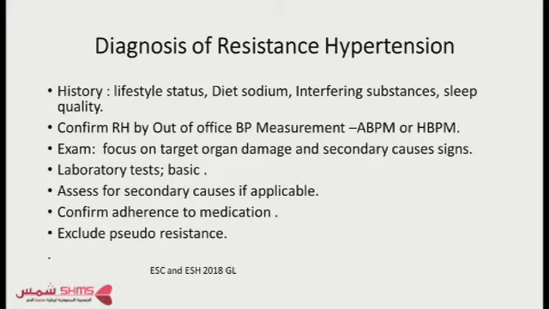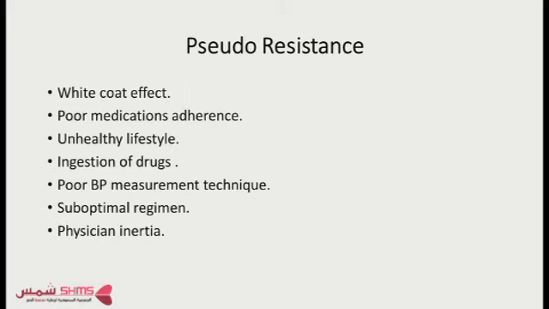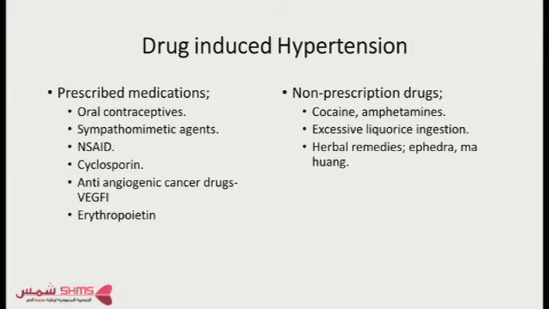If you examine a patient supposed to have resistant hypertension and there is no target organ damage, probably the diagnosis is wrong. So keep in mind the association between target organ damage and resistant hypertension. We also need to assess for secondary causes, confirm adherence to medication, and exclude pseudo-resistance. Pseudo-resistance is a wide term that includes a lot of conditions, which I'll come to later.